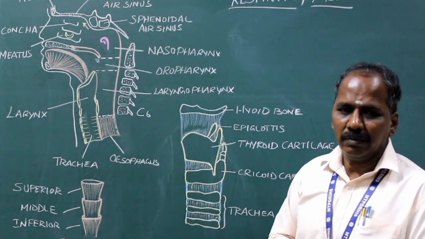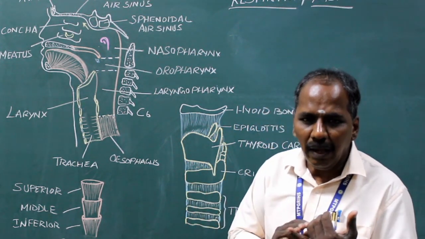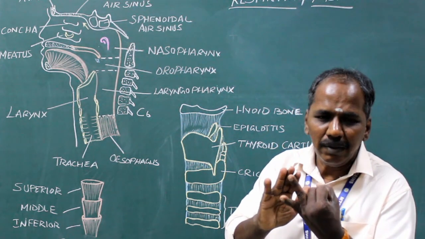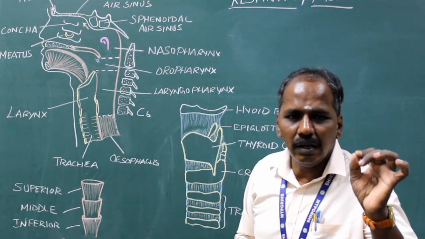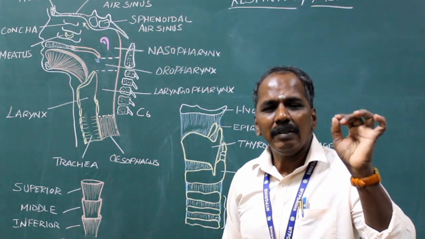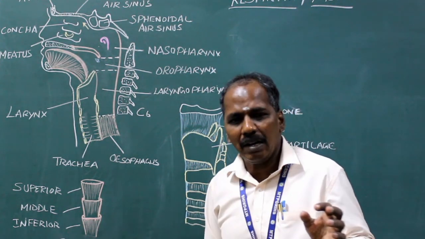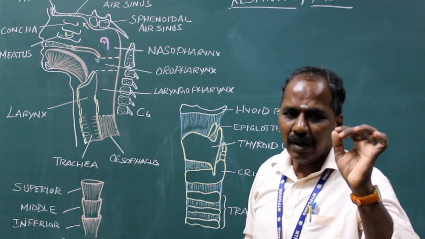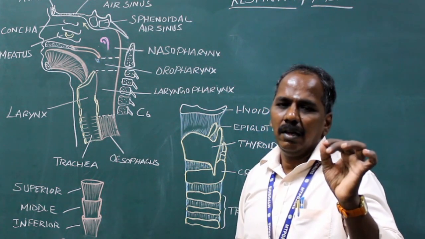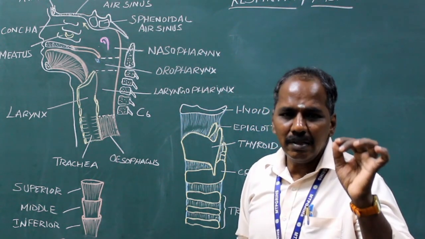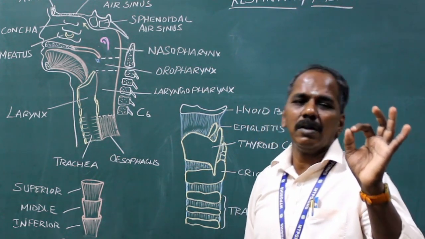Nerve supply. You have sensory and motor. Sensory means supplying the mucous membrane of the pharynx. Motor means supplying the muscles of the pharynx. Sensory is by glossopharyngeal nerve, the 9th cranial nerve, and the vagus nerve, 10th cranial nerve. Motor: the muscles of the pharynx are supplied by cranial part of accessory nerve, the 11th cranial nerve, except stylopharyngeus muscle, which is supplied by the ninth cranial nerve, the glossopharyngeal nerve.